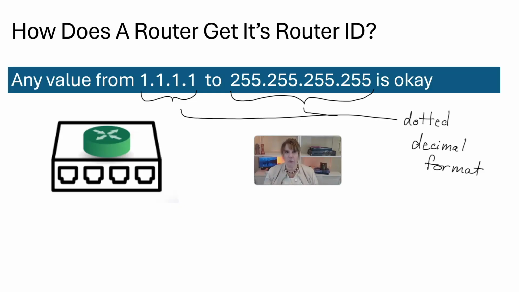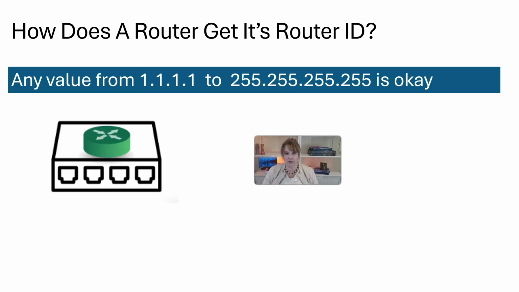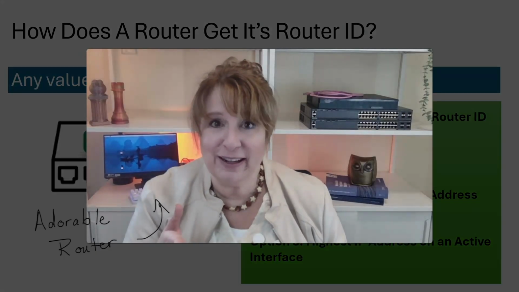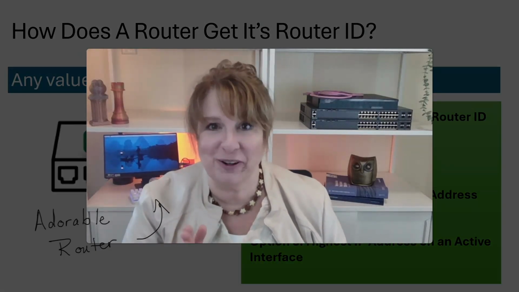Any value from 1.1.1.1 to 255.255.255.255 is a valid router ID. Now, onto this adorable little router here and how it determines its router ID. There are 3 ways that a router can determine its router ID, and OSPF follows a very specific order when making this decision. And you, my friend, need to memorize this order.